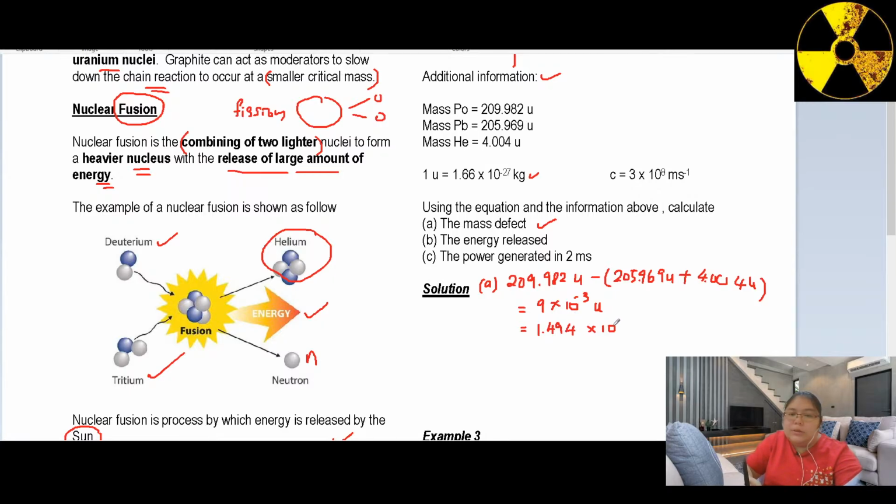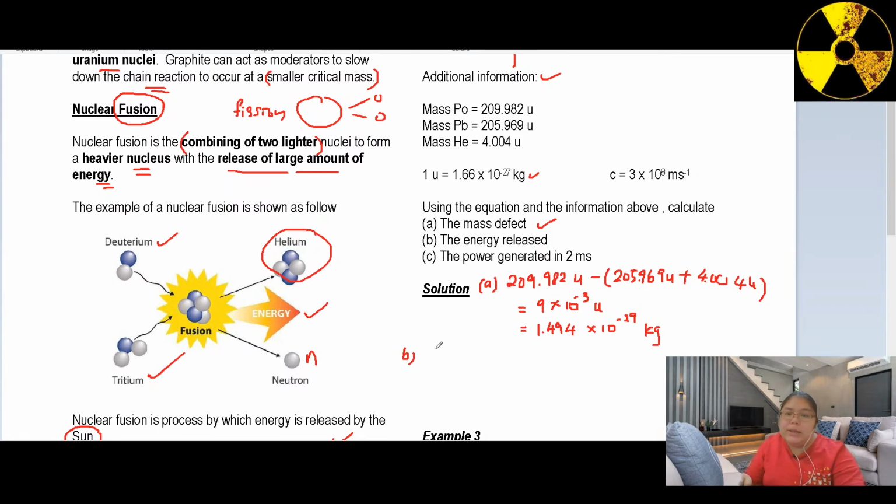Times 10 power of 39. Okay, 39. So after that, sorry, 29, not 39. So power of 29. Okay, where's my pen? Power of negative 29. Then you put kilograms. Okay, so this one is A. Now after you find the mass defect, that means we can see the B.